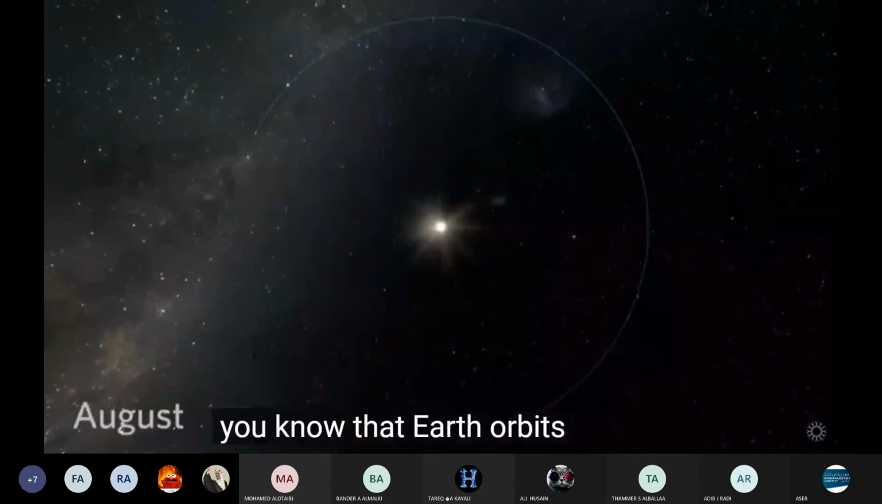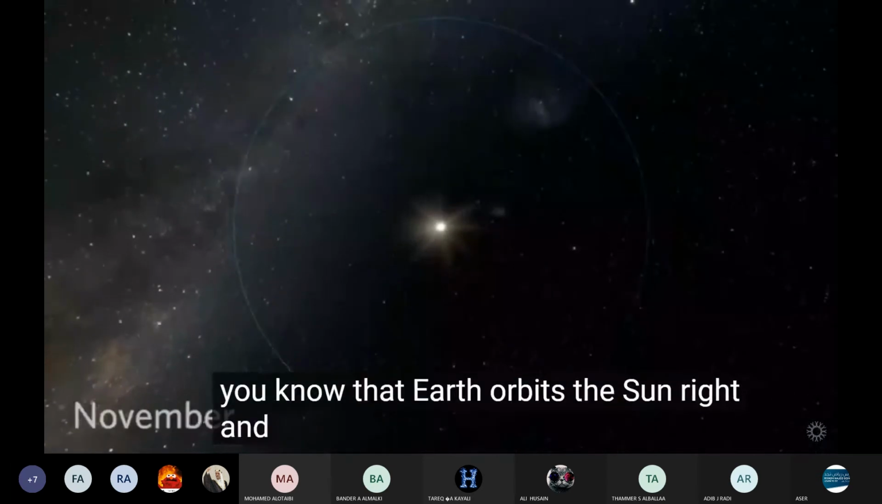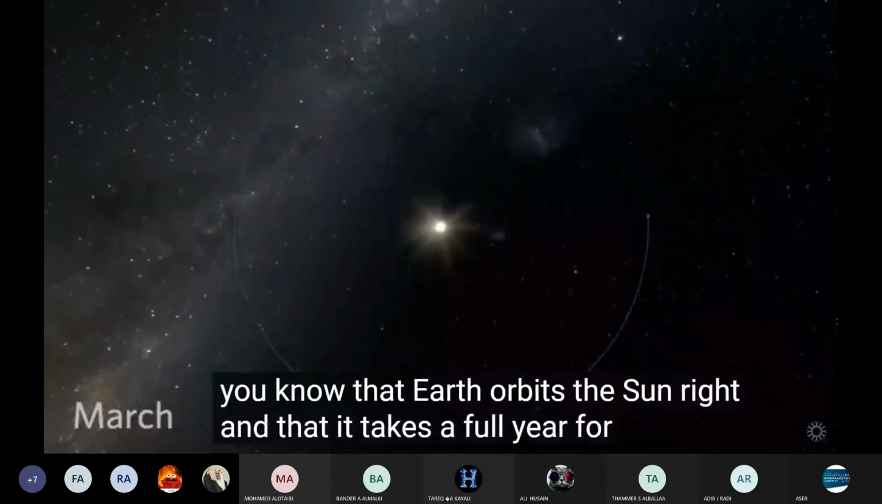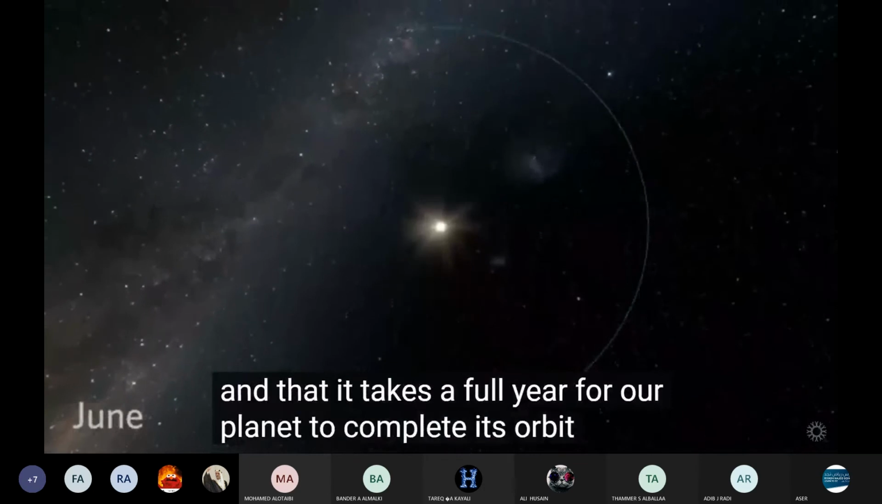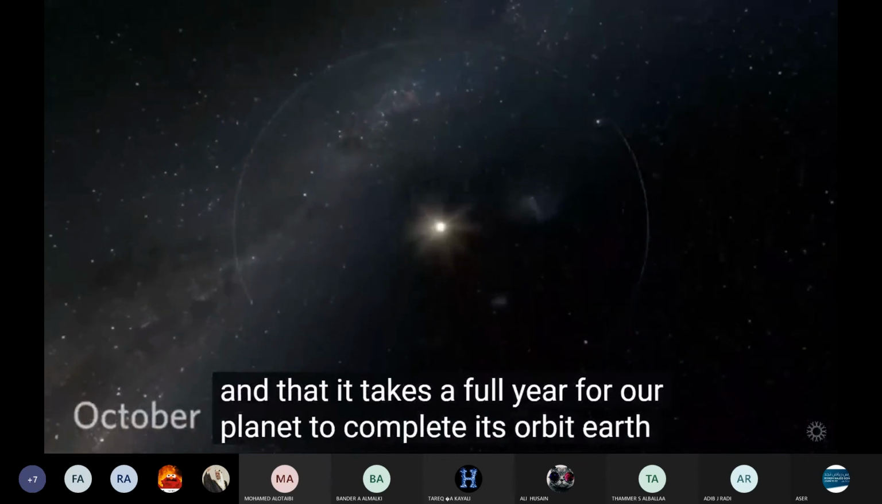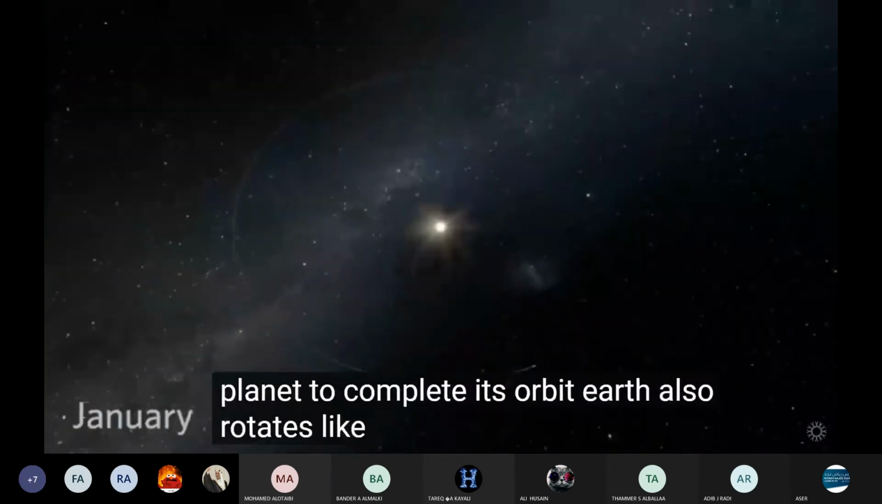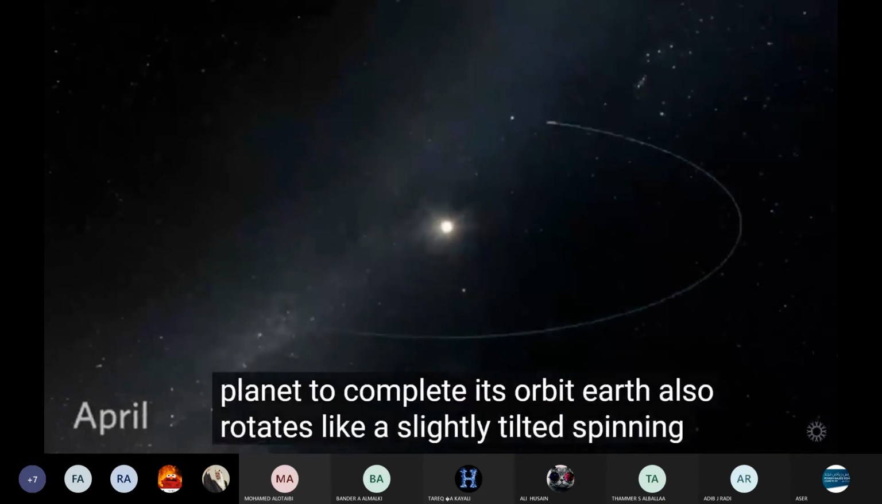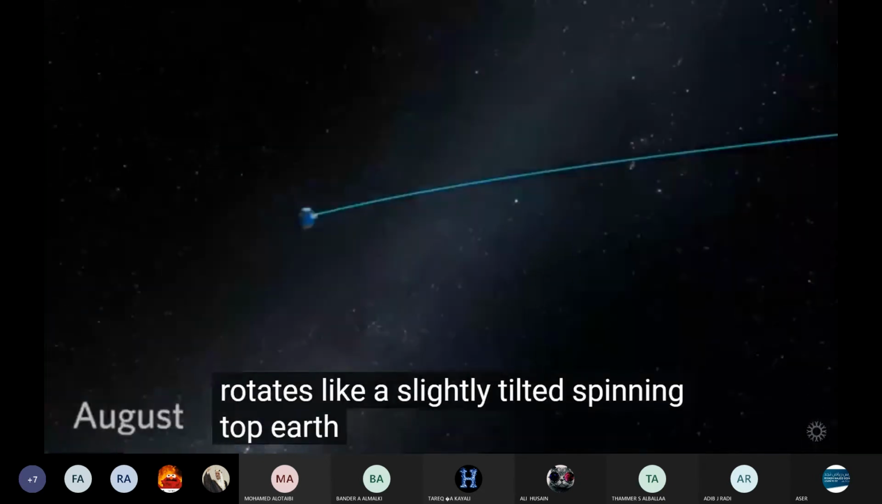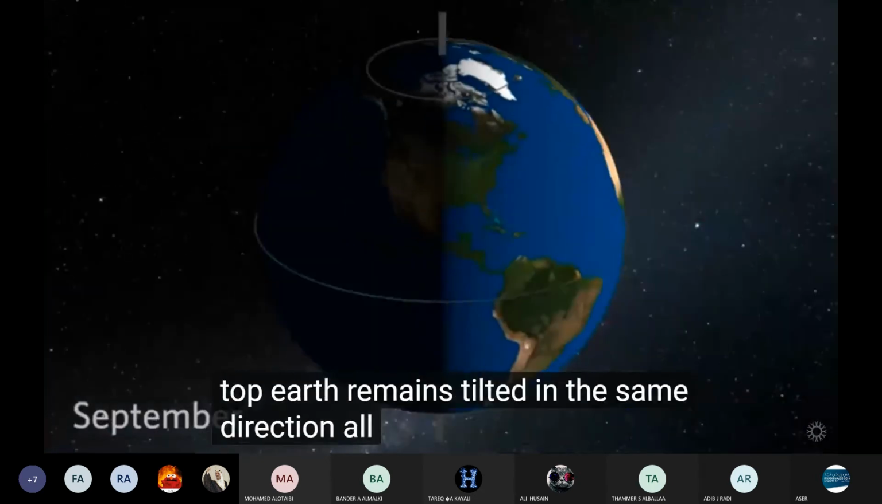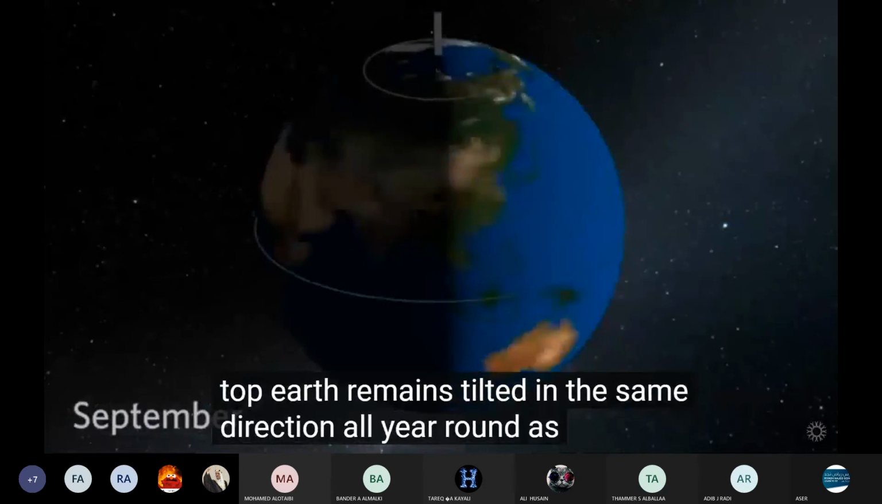You know that Earth orbits the sun, right? And that it takes a full year for our planet to complete its orbit. Earth also rotates like a slightly tilted spinning top. Earth remains tilted in the same direction all year round as we orbit.